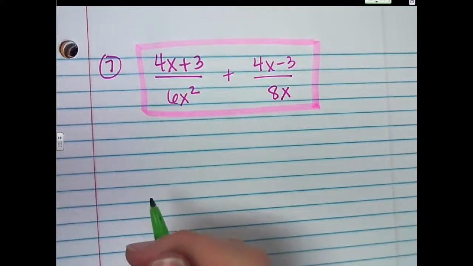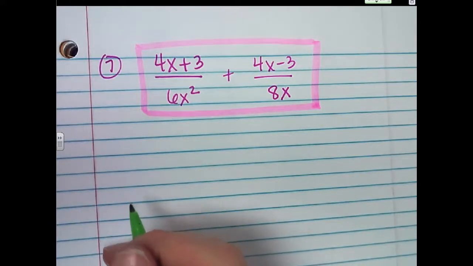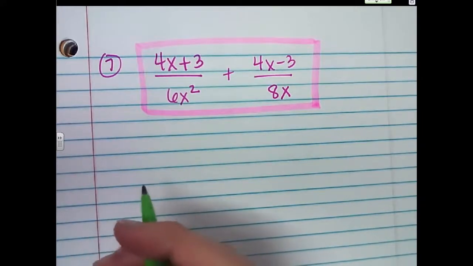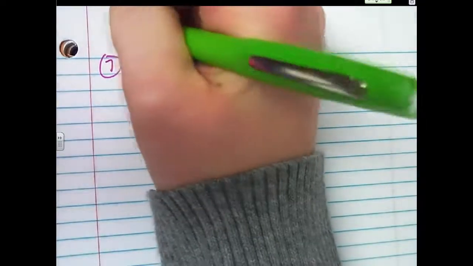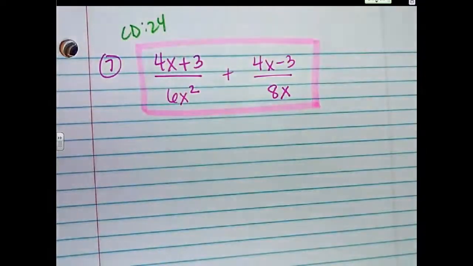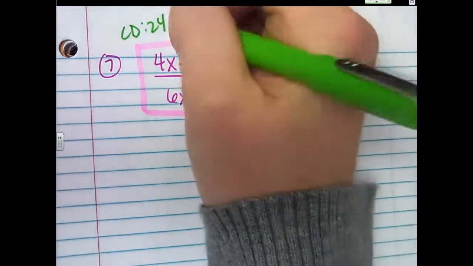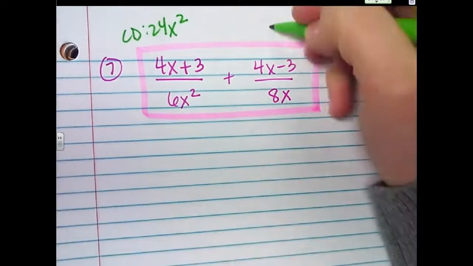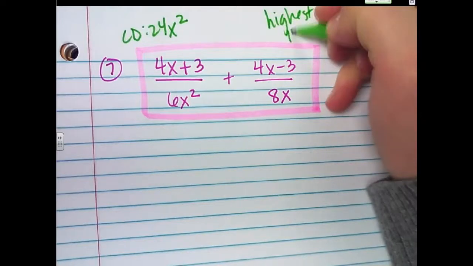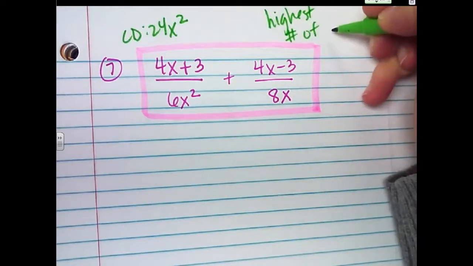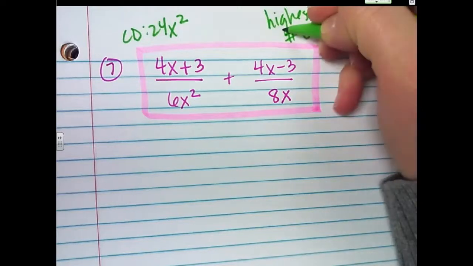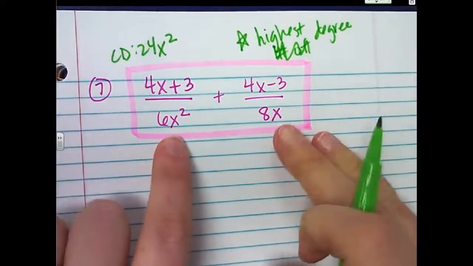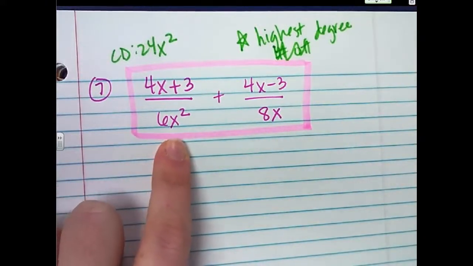Okay, what is our GCF here? What's common between 6 and 8? 48. Yeah, you can use either. It's not going to matter. I'm going to use 24. And then how many x's do I need? x squared. Okay, so if you're looking at your variables and you're confused, do I take 2 or 1? You always take the highest degree. So if I have x cubed and x to the fifth, I would take 5 x's. You take the biggest number.